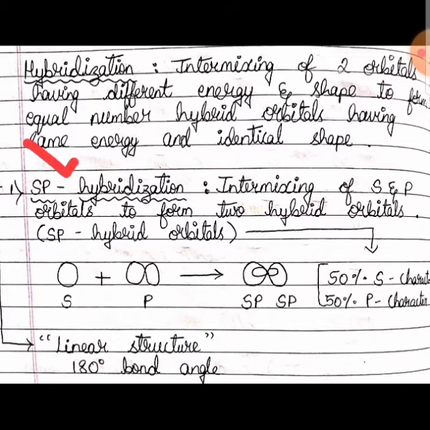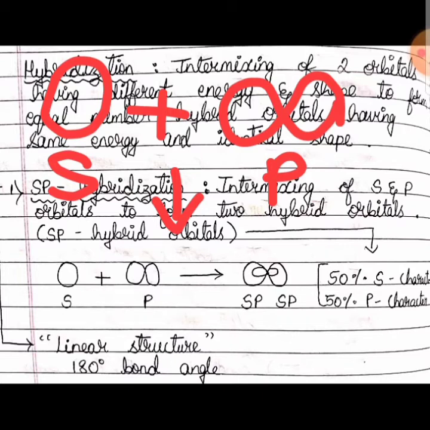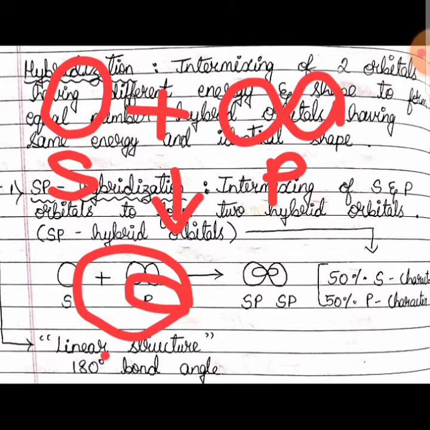In sp hybridization, there is an intermixing of a spherical shape s orbital and a dumbbell shape p orbital to form two sp hybrid orbitals. Here one spherical shape s orbital is intermixing with the dumbbell shape p orbital. Both have different shape and different energy. When they intermix, they create two hybrid orbitals, which are called sp hybrid orbitals.